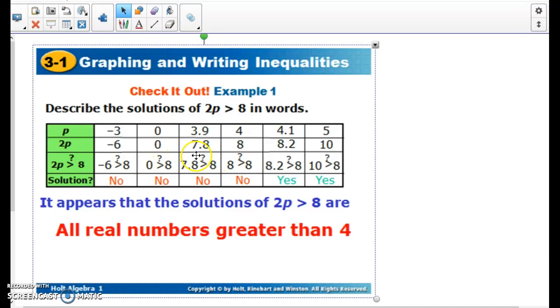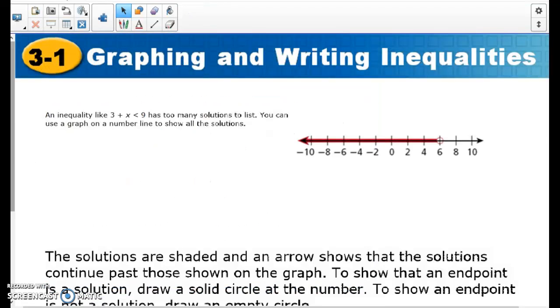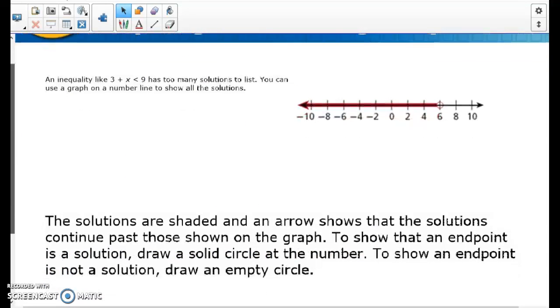So kind of going all the way down the line. If you don't know which way the arrow is going to be going or the symbol is going to be going, just test out some numbers. Okay, 5 is bigger than 4. 2 times 5 is 10. 10 is bigger than 8. Yes, it's true. So numbers like 5 work, but numbers like 0 and negative 3 don't, because those numbers are not bigger than 4. Okay, and then we're going to have to graph some solutions.